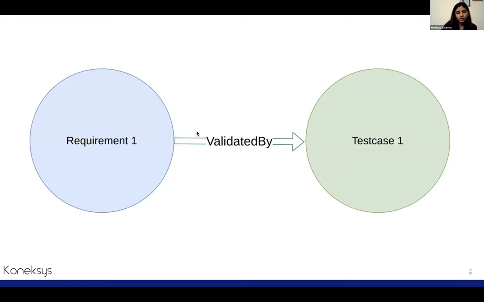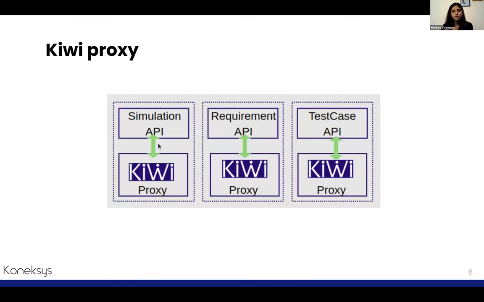Since we are going to be creating a relationship from a requirement resource to the test case resource, we will be dealing with the kiwi proxy that is in parallel to the requirement API.